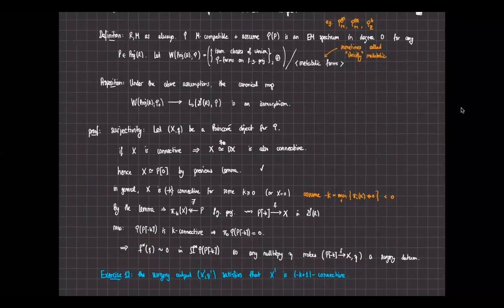And now it's a good exercise to familiarize yourself with the definition of the surgery output. If you perform surgery, then you will get a new Poincare object, and the only thing that we want to know about this object is that it is a bit better connective than the one that we had before. So in particular, the exercise is to show that it's minus K plus 1 connective. Okay? And once we have this, then we induct.